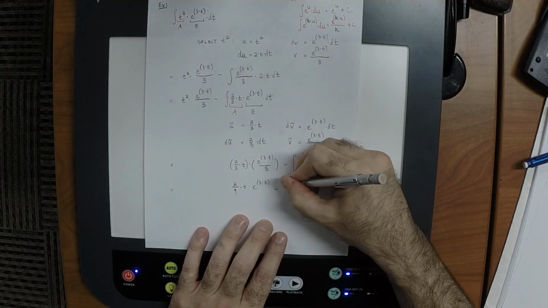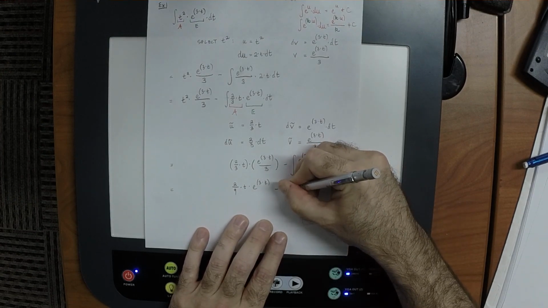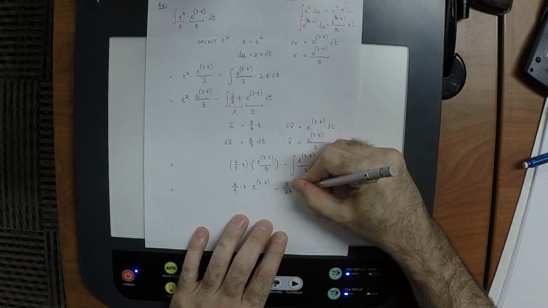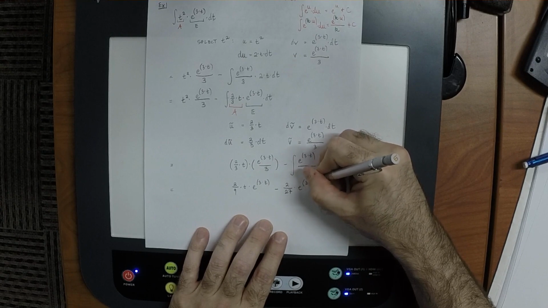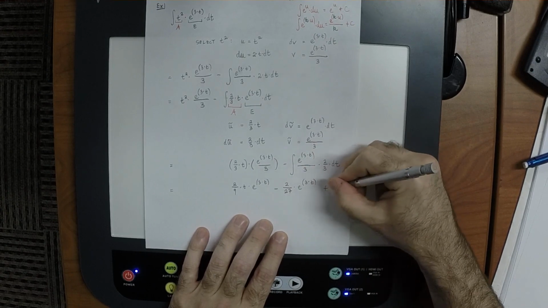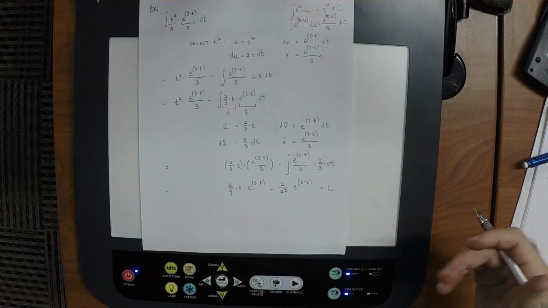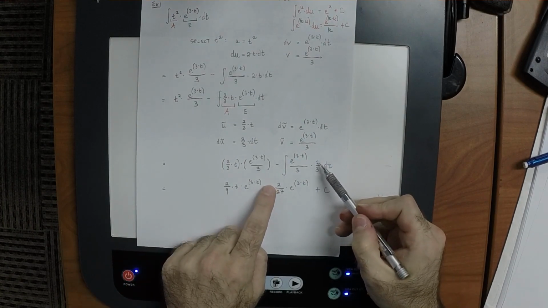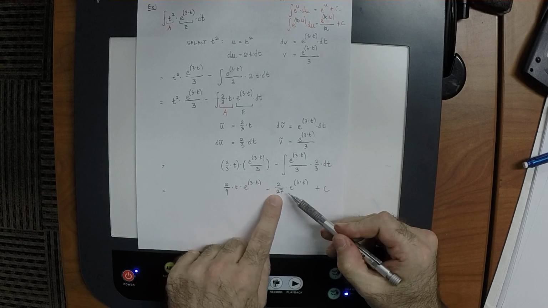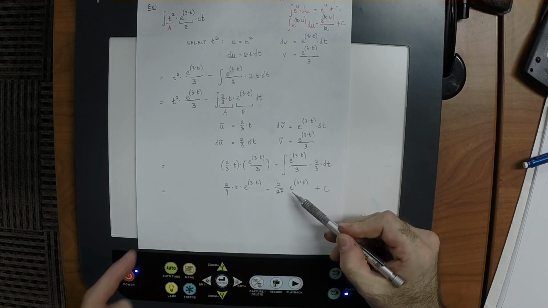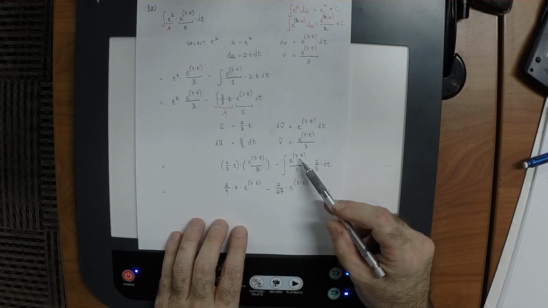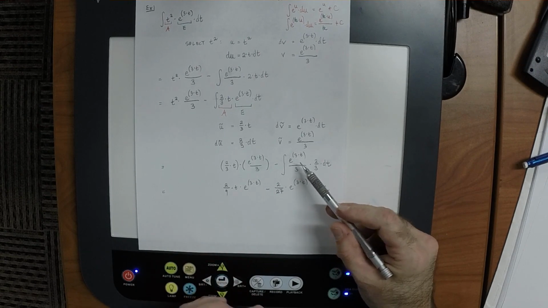Right, even yet again. So this would be 2 over 27, because we've got 3, 3, 3 down there now, times exponential of 3t, and then plus a constant. Okay, so that 2 is that 2. 27 is 3 multiplied by 3 multiplied by 3, right? 2 of the 3's are these, and then one more came from that antiderivative.